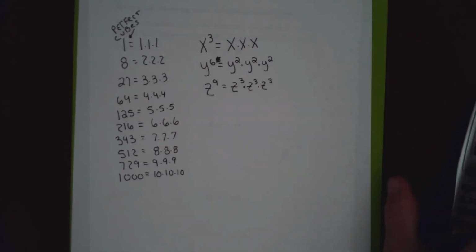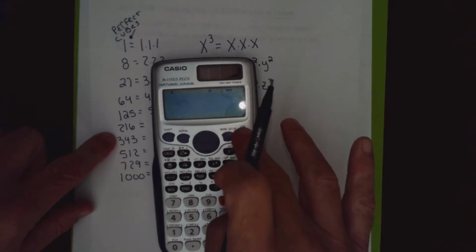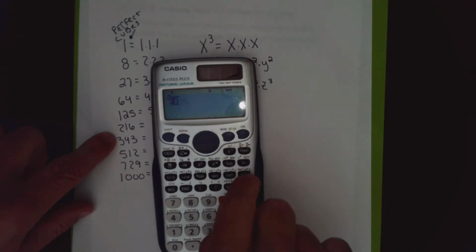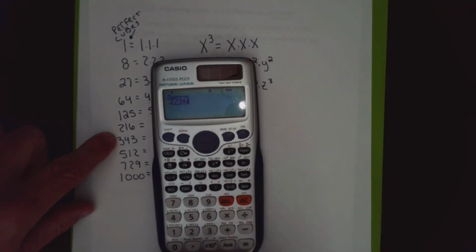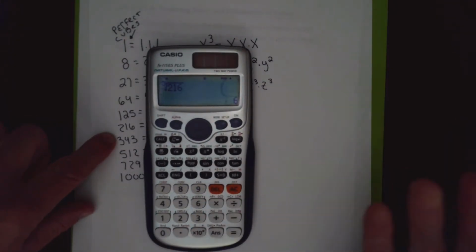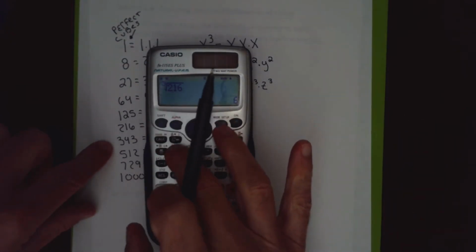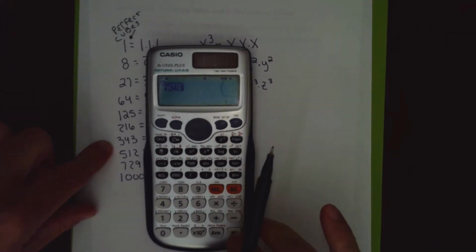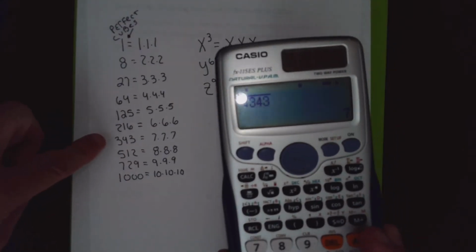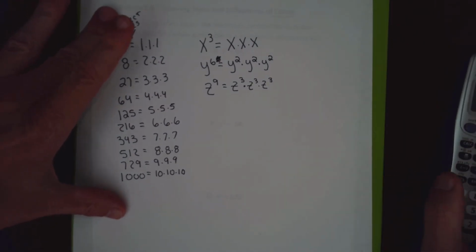How did I get 216 as 6 times 6 times 6? On my calculator, I hit Shift and then the square root key. That gave me the cube root key. And then I typed 216 and hit Enter, and it gave me 6. And that told me that 6 times 6 times 6 is 216. Similarly, if I hit Shift and square root and type 343, the cube root of 343 is 7. That means 343 is 7 times 7 times 7. I'm going to keep this sheet handy because it's going to be important.